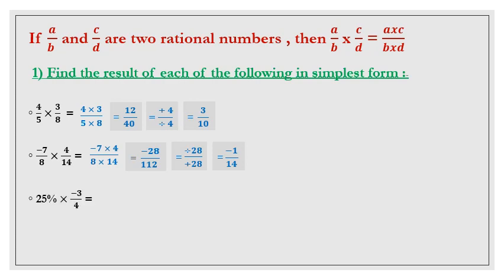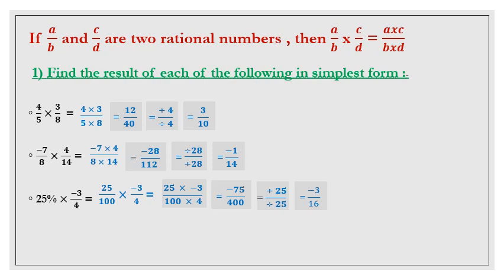Number 3, 25% by negative 3 over 4. Convert 25% to a fraction. Okay, then 25% equals 25 over 100 by negative 3 over 4. Then 25 by negative 3 over 100 by 4 equals negative 75 over 100, divisible by 25, then negative 3 over 16.